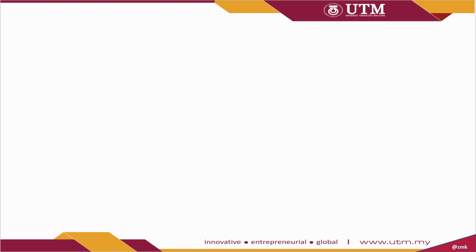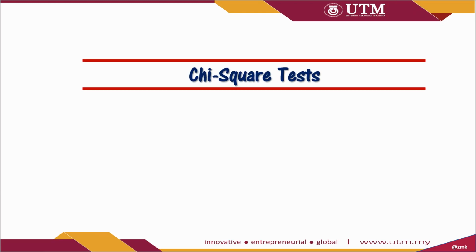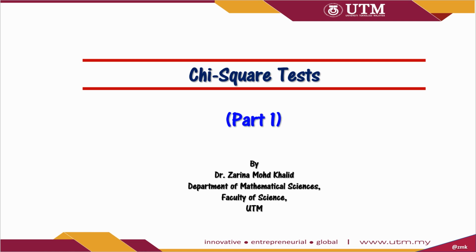In this video, we will start with a new chapter, which is chapter 5 in the Statistics for Engineers textbook, which focuses on specific chi-square tests. What does this chapter cover? Let's look at the details in the next slide.